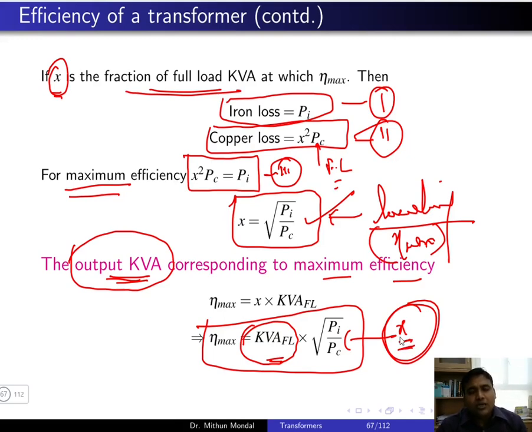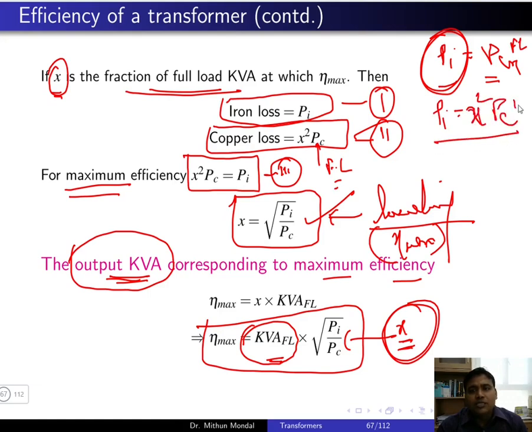So this discussion was corresponding to the efficiency of the transformer. You have to remember a few points. First, the efficiency will be maximum under the condition that iron loss is equal to copper loss. Iron loss is the constant loss irrespective of the loading condition, and copper loss depends upon the loading condition. So this is under the full load condition, iron loss is equal to copper loss. If at any other load you want to find it, then you have to multiply it with X square. So X square into PC, PC being the full load copper loss, and X is the percentage of the loading.